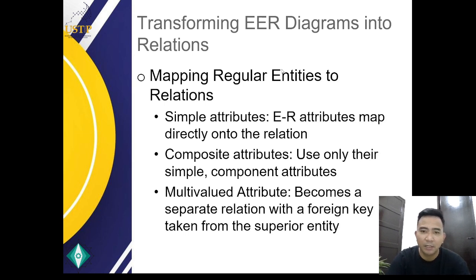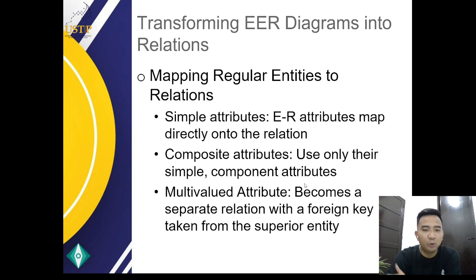Okay, so direct mapping, it is a simple attributes which are single valued attributes are mapped directly onto the corresponding relation as columns. So for example, if an entity name employee has a simple attribute of employee ID, then the employee ID column will be created in the employee relation. And we have composite attributes.